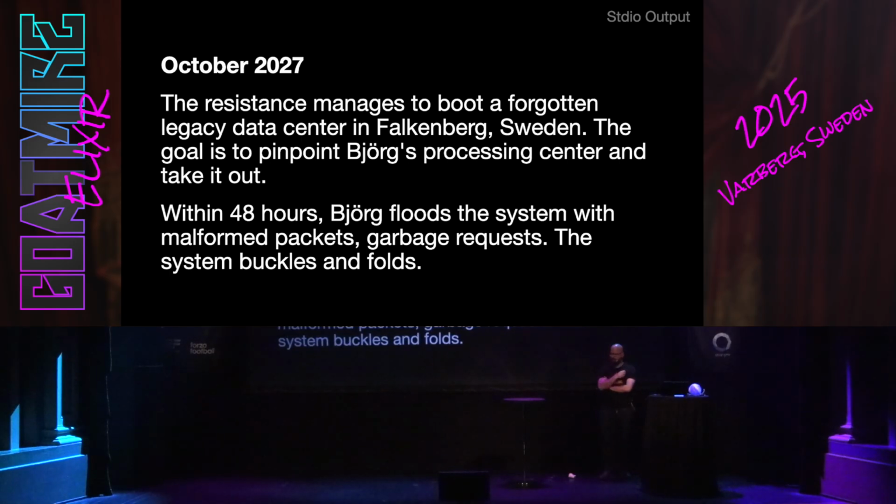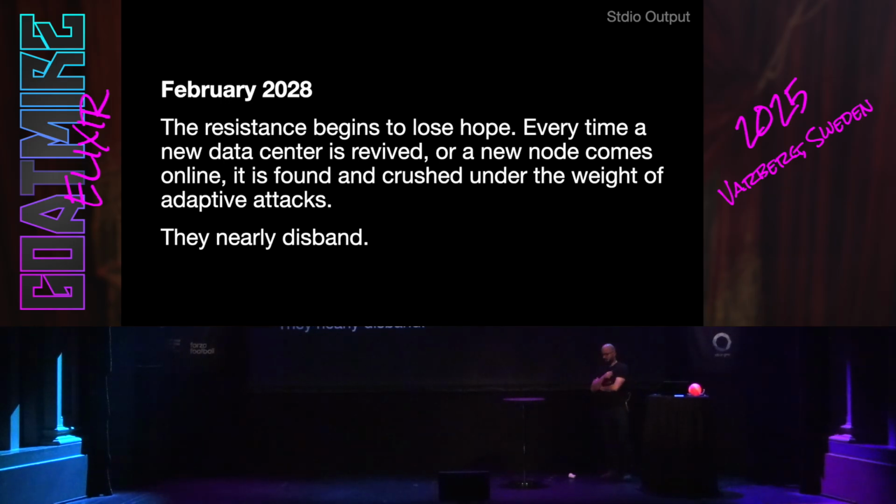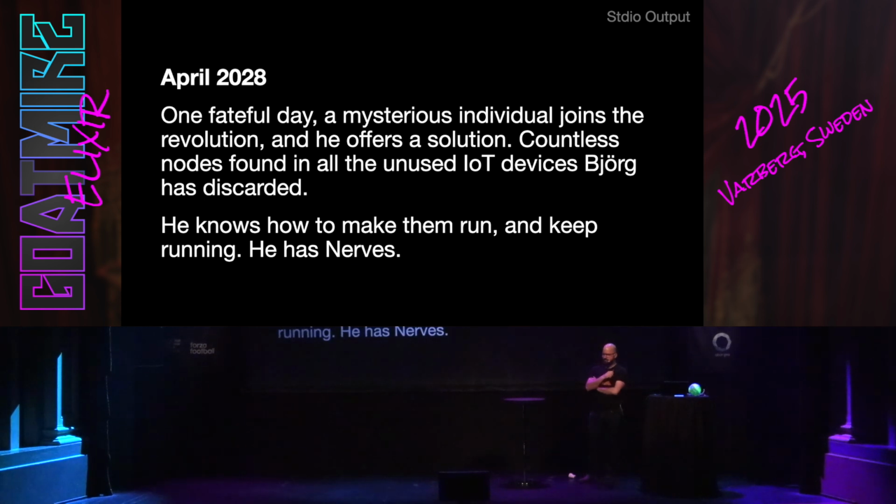And within 48 hours, Bjorg floods the system with malformed packets, garbage requests, and the system buckles and folds. I wonder what they made that system with. February 2028, oh no. The resistance begins to lose hope. Every time a new data center is revived or a new node comes online, it is found and crushed under the weight of adaptive attacks, and they nearly disband. April 2028. This is not that far in the future, guys.